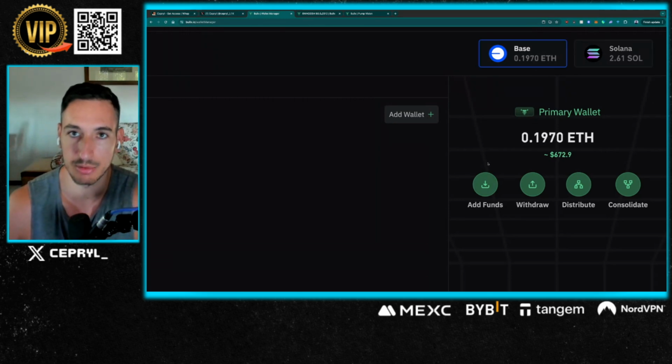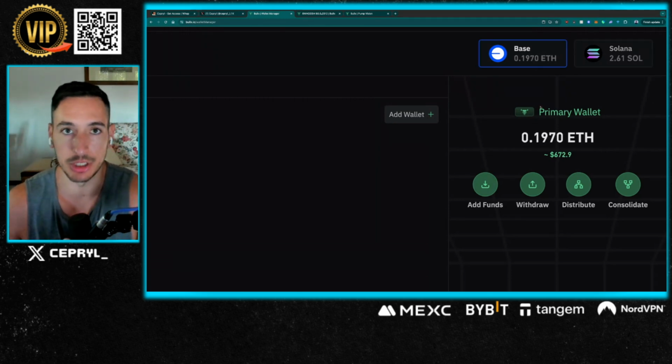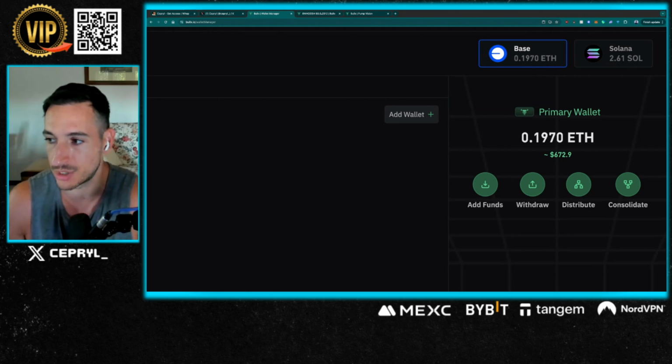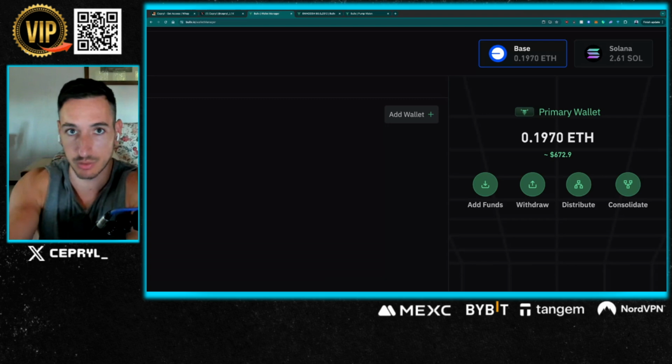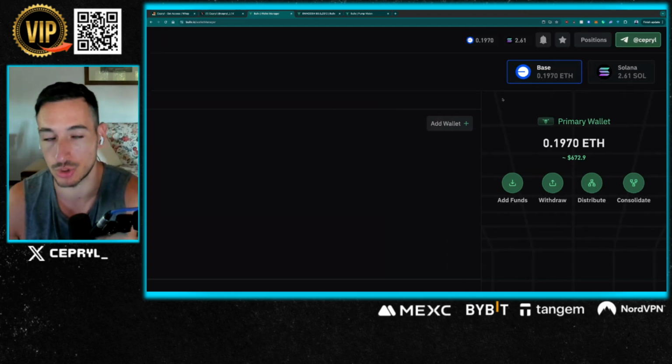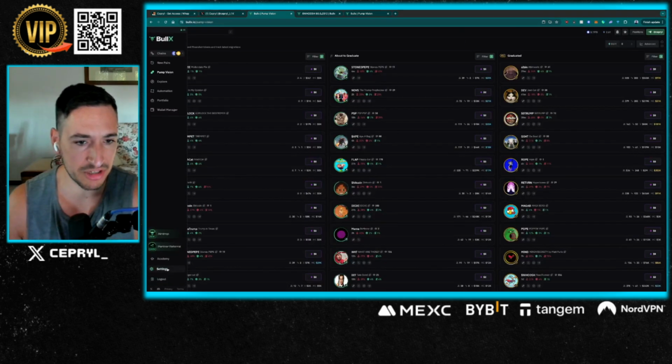If I click here, I'm going to have a base wallet, and you can deposit. So you send from your hot wallet, from your cold storage, or even your centralized exchange. You deposit the funds right here and you're able to start trading. Here, there are very few settings. I wouldn't touch anything. There's really nothing to be touched.